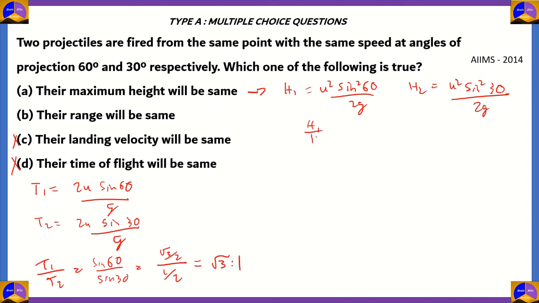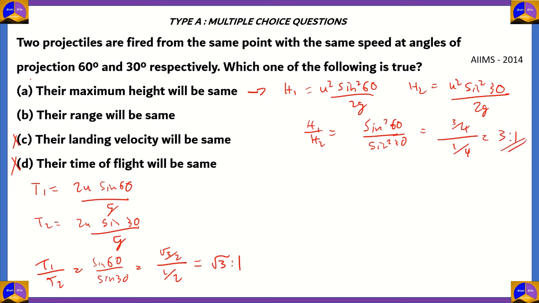So h1 divided by h2, again u square and 2g get cancelled. So you have sine square 60 divided by sine square 30. This is equal to root 3 by 2 the whole square, that is 3 by 4, divided by 1 by 2 the whole square, which is 1 by 4. So therefore 3:1 is the ratio here.